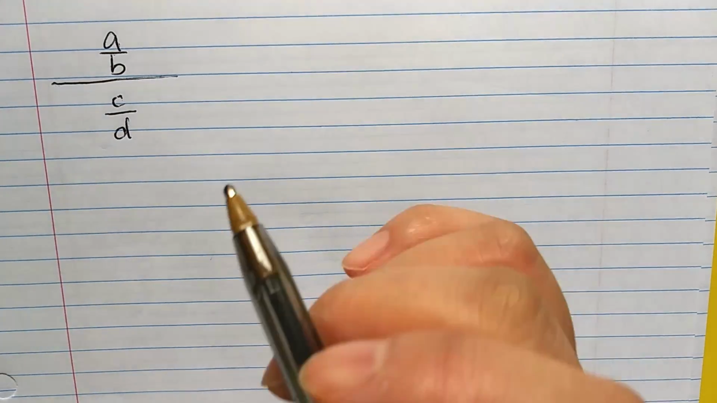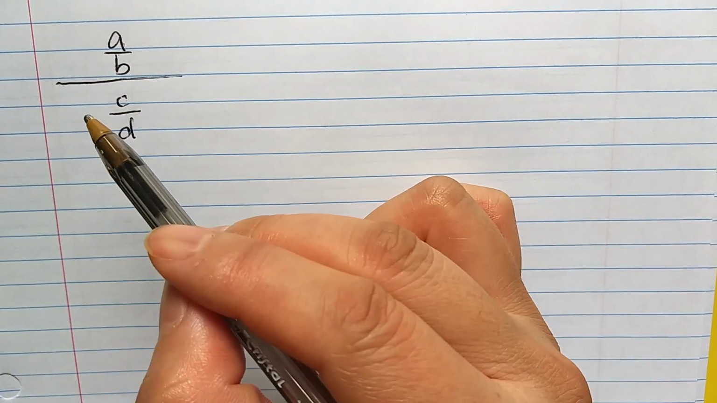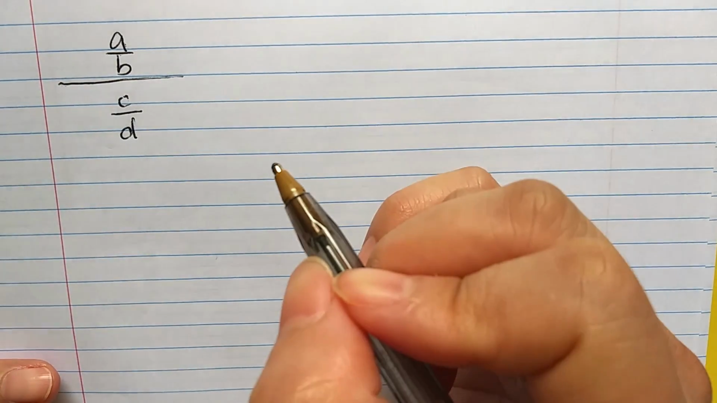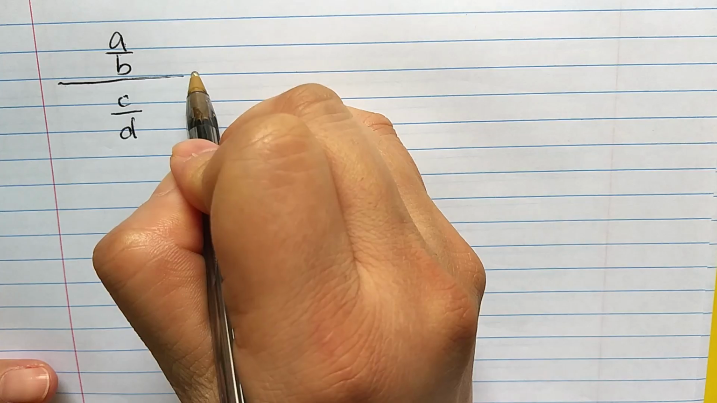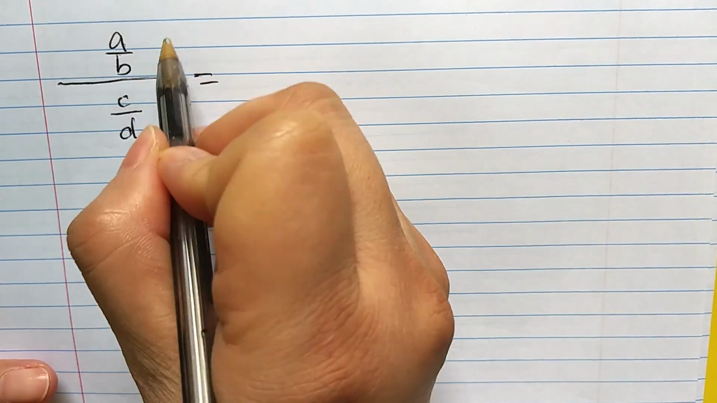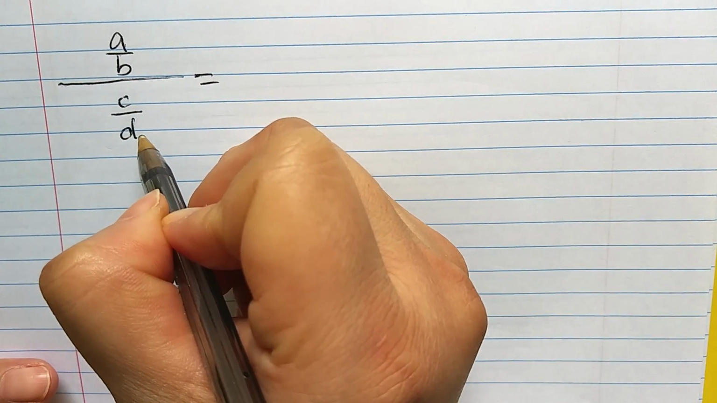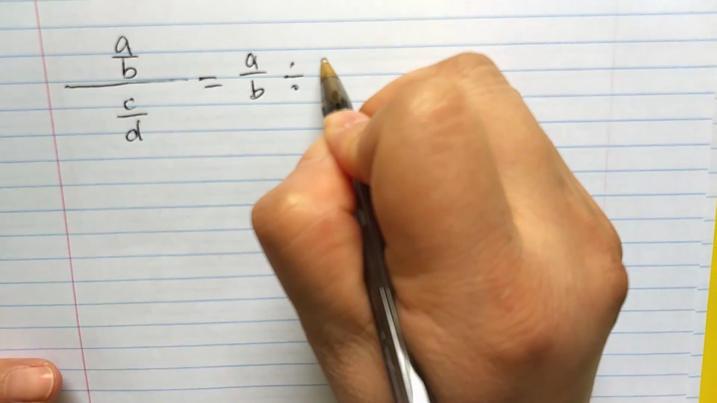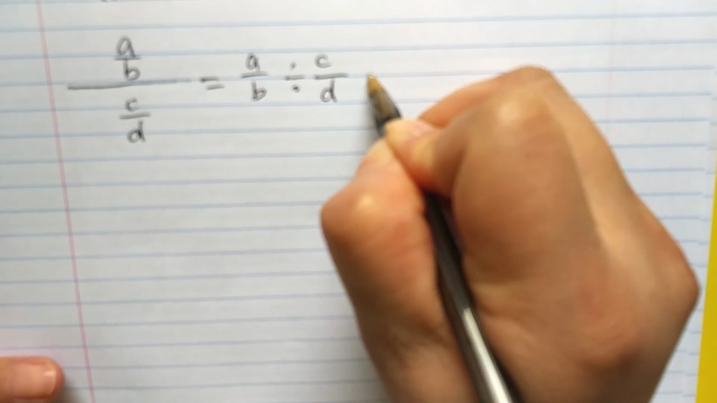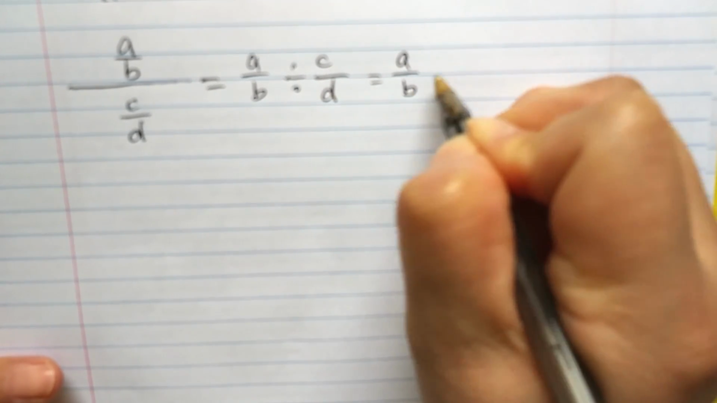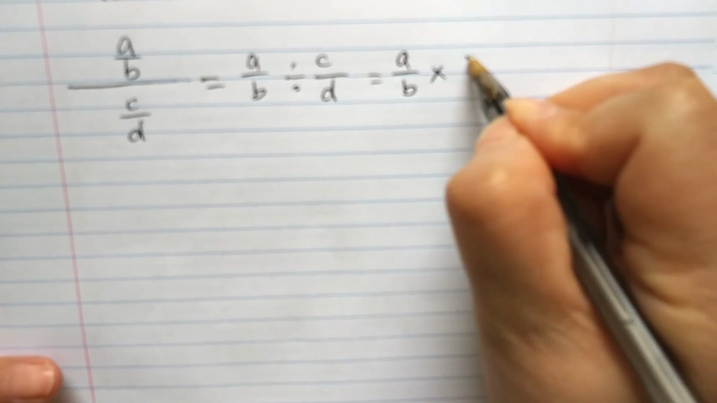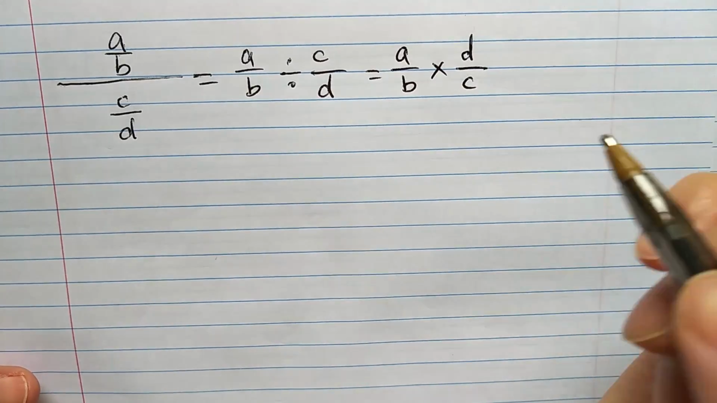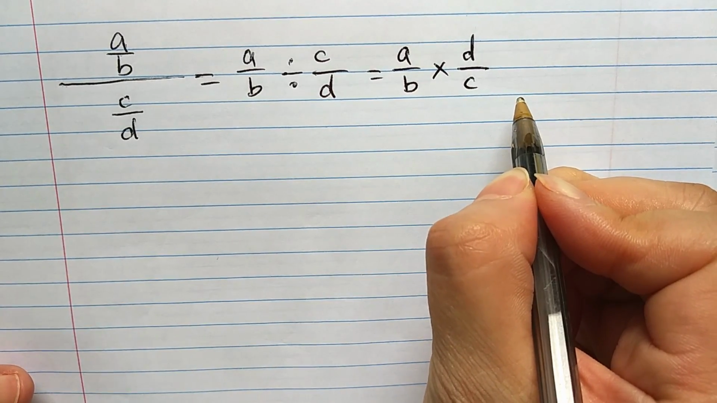From time to time, you will see a fraction within a fraction. What do we do in this case? Remember I said a fraction is a division. So this means the numerator divided by the denominator. So a over b divided by c over d is a over b multiplied by, flip that number, d over c. And do the same multiplication of fractions.